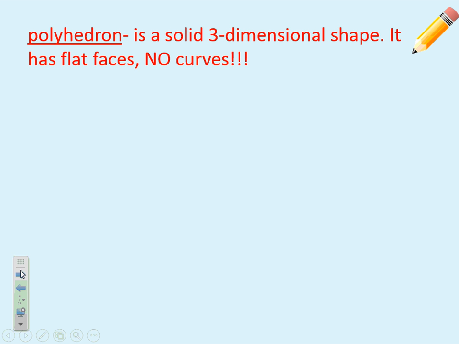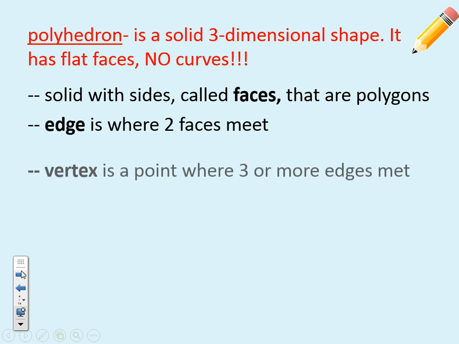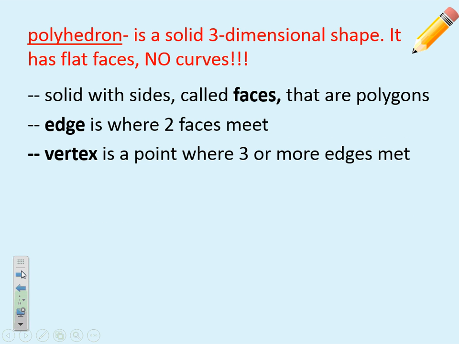Now when we think about polyhedron or these three-dimensional shapes, we're going to be thinking about how they're constructed or what they're made up from. And solids are going to have sides and they're going to be called faces that are polygons. Okay, so the sides themselves are faces of that three-dimensional shape. Then we might have something called an edge, and that's where those two faces come together or meet. And then we're also going to have a vertex, and that's that pointy part that we're familiar with. It's a point where three or more edges come together to meet.